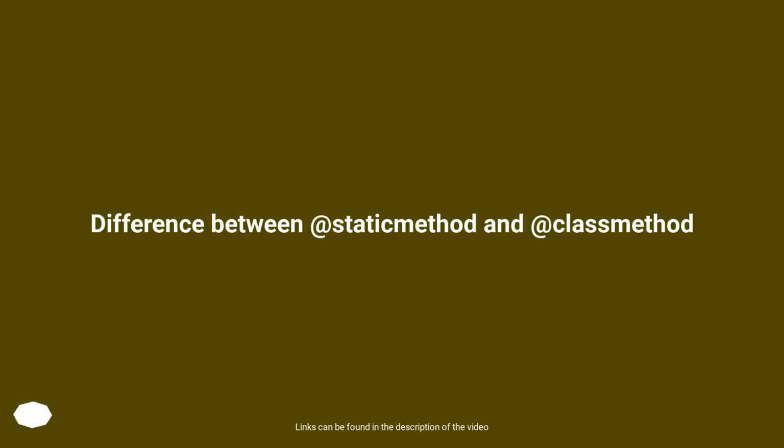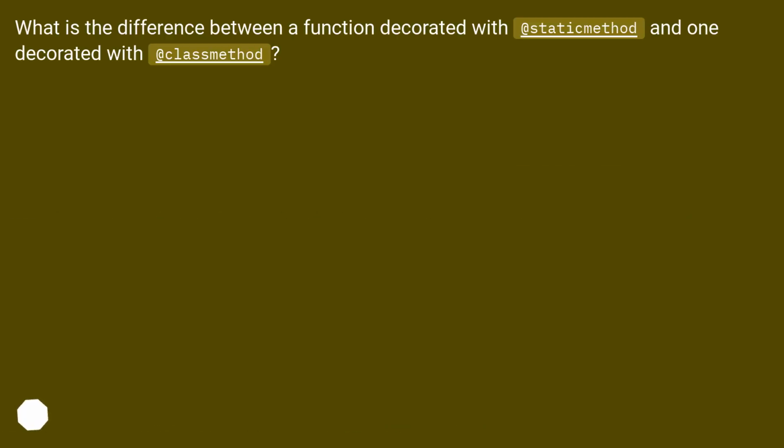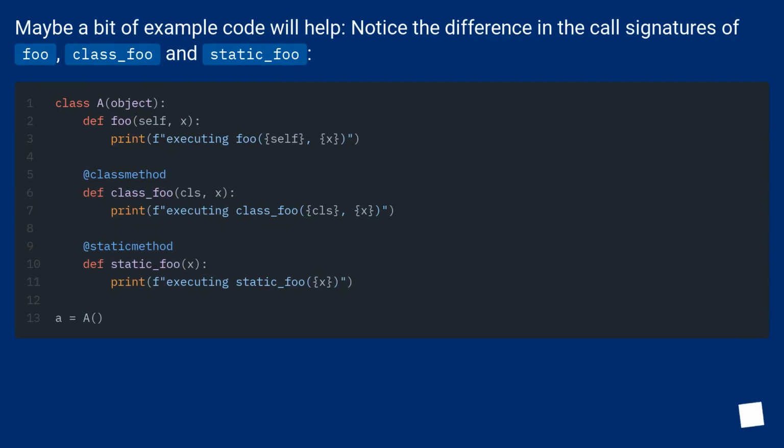Difference between a static method and a class method. What is the difference between a function decorated with @staticmethod and one decorated with @classmethod? Maybe a bit of example code will help. Notice the difference in the call signatures of foo, class_foo and static_foo.